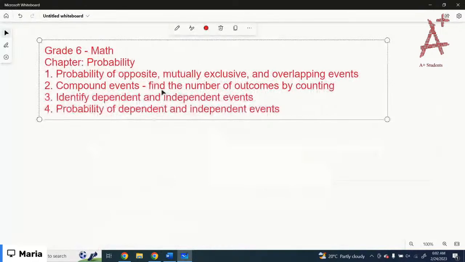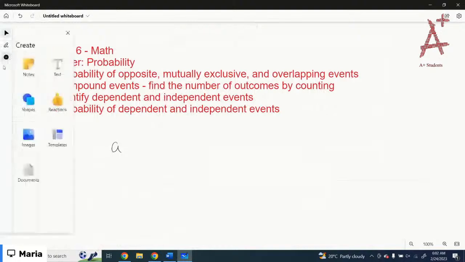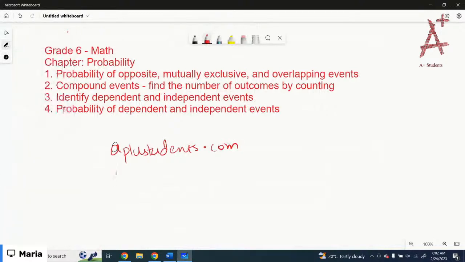So you can find all the lessons on aplusstudents.com. You have to log in here using your email address and password provided by the administrator. Then you have to select math from the subject tab. Scroll down to grade 6 and then click on view all lessons. So there you can find a list of the chapters. We're going to start with chapter probability.